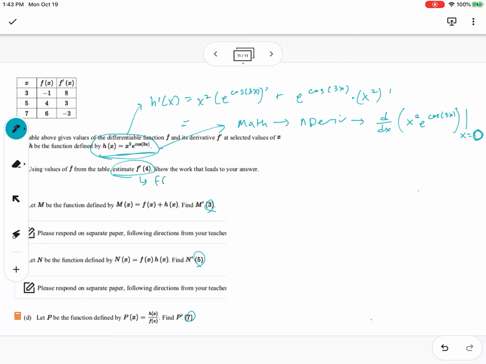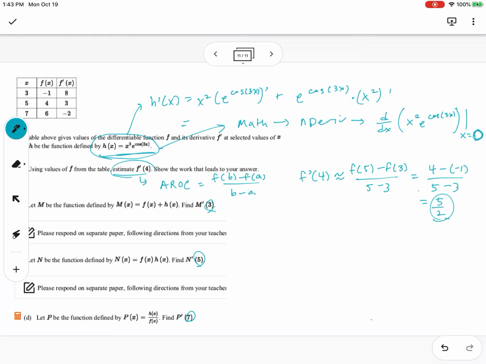So another average rate of change. Now 4 falls in between 3 and 5. So we're going to say f of 5 minus, well, okay, you know what? We need to say average rate of change is f of b minus f of a over b minus a. And so to approximate f prime of 4, that would approximately equal f of 5 minus f of 3 over 5 minus 3. And then you just show all the work that leads to that answer. So f of 5 would be 4 minus negative 1 over 5 minus 3, 5 over 2. And so there's our answer.